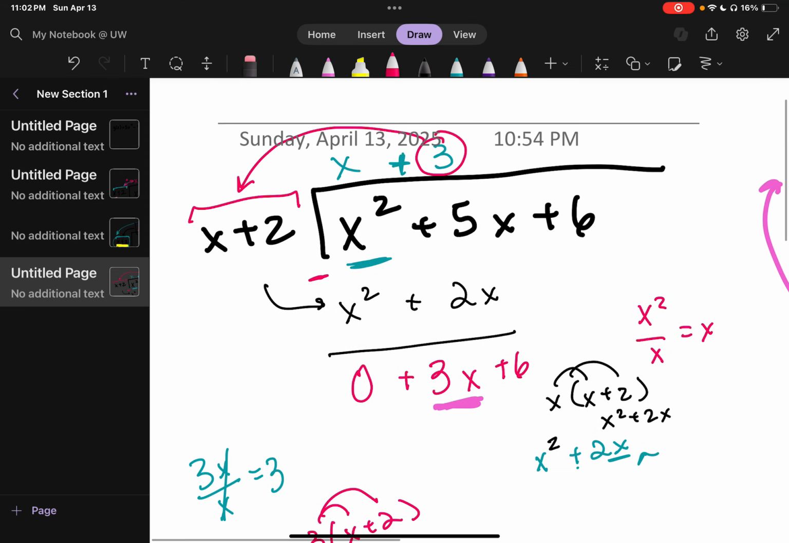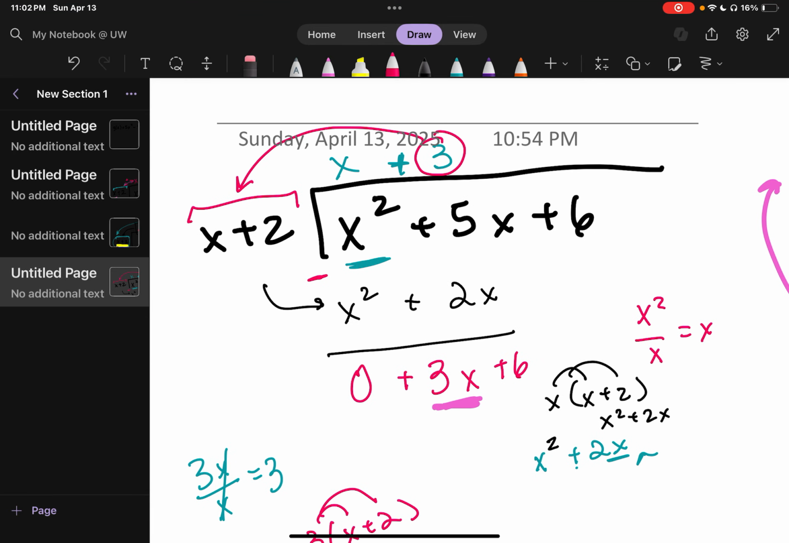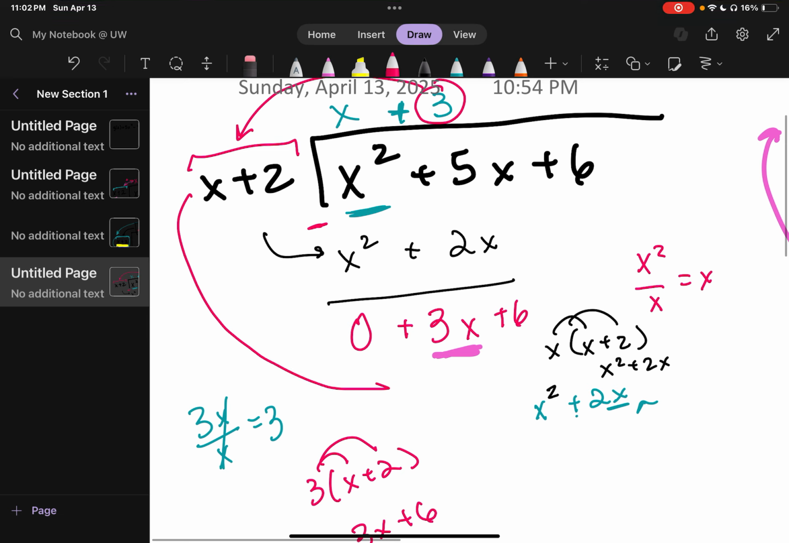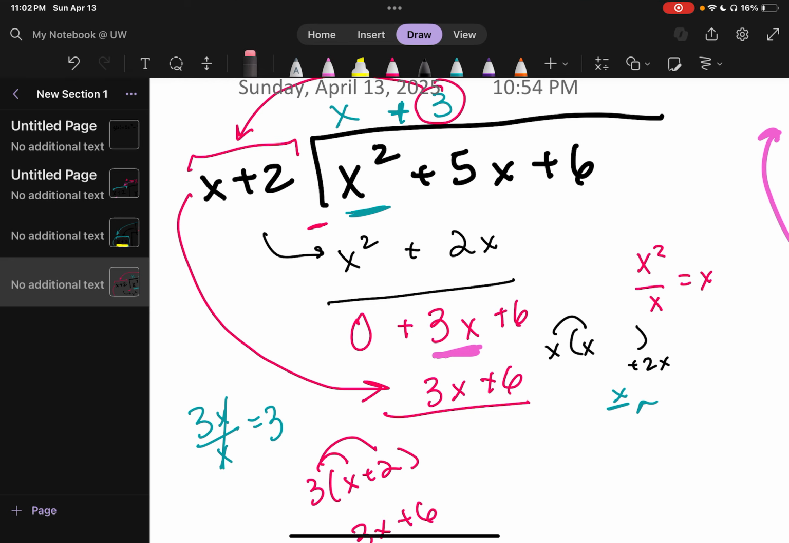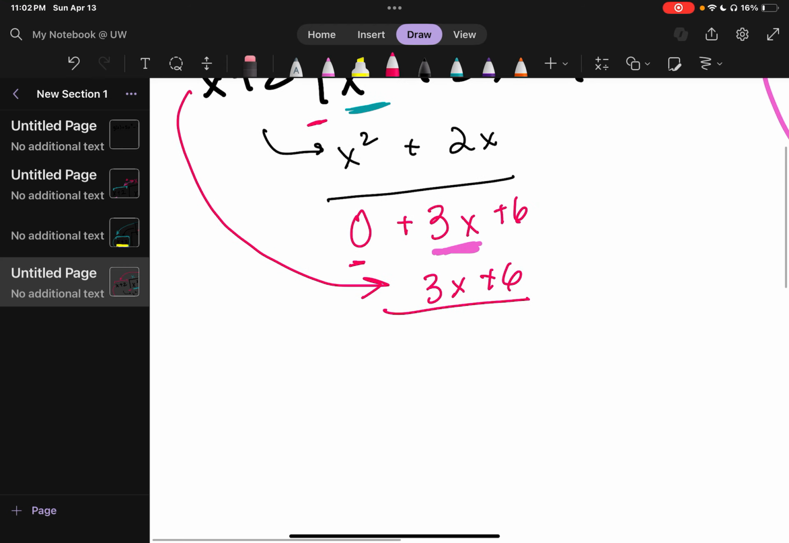Okay, so now we just multiplied. We now need to subtract. So we got to put the multiplication product down here. So 3x plus 6. Let me erase some of this over here. Okie dokie. So now we subtract. What's 3x minus 3x? 0. What's 6 minus 6? That's 0. So now you get 0 plus 0, which is 0.